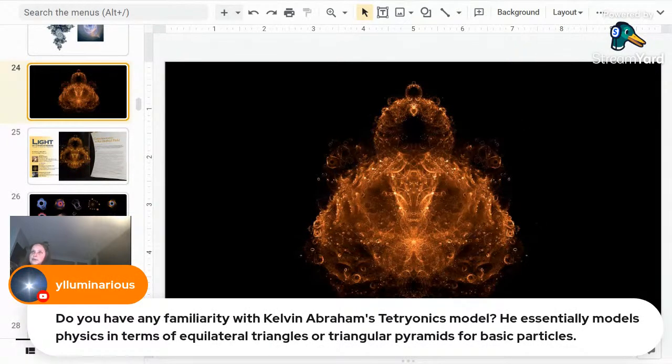Do you have any familiarity with Kelvin's tectonics model? He essentially models physics in terms of equilateral triangles. I don't have any experience with this. Actually, I don't have any experience with this.